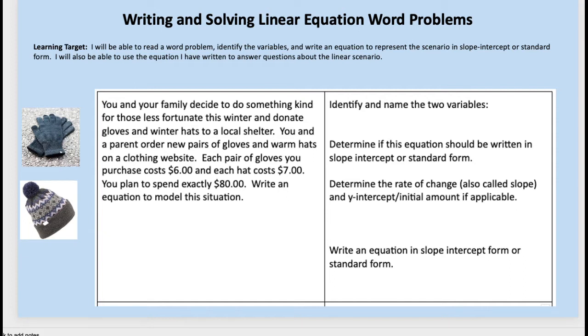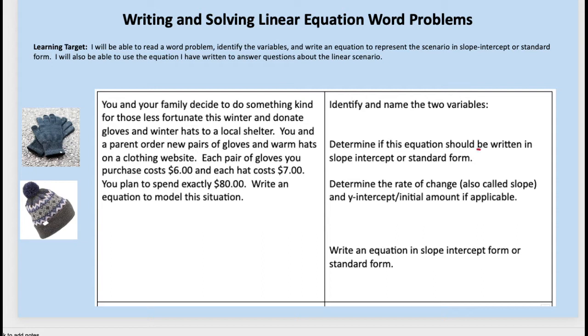So we have to determine, are we going to write our equation in slope-intercept form or in standard form? Since I don't see the rate of change or an initial amount, I'm going to automatically assume that this is most likely going to be standard form.